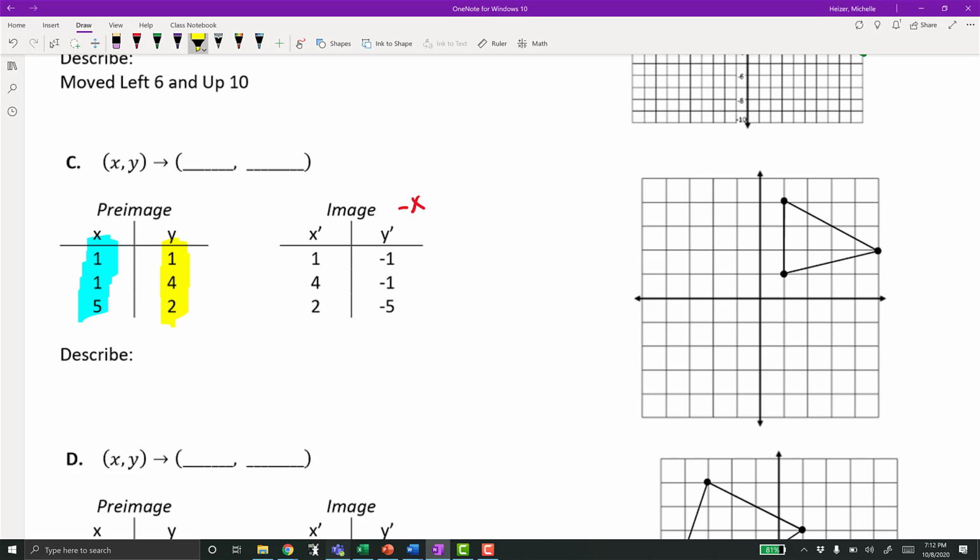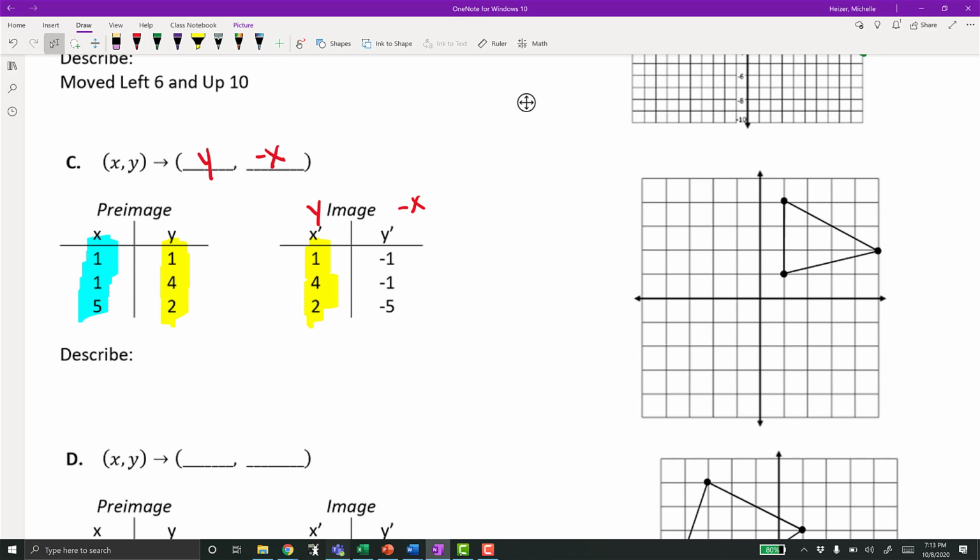Well, oh my goodness, I see a y value right here. And those are the exact same. So I can write that as just y, because those values match. So my rule would be y comma negative x.